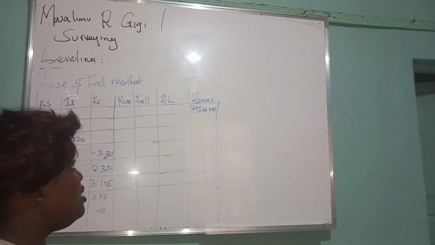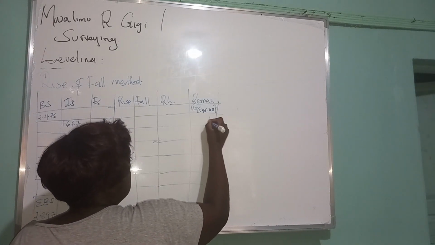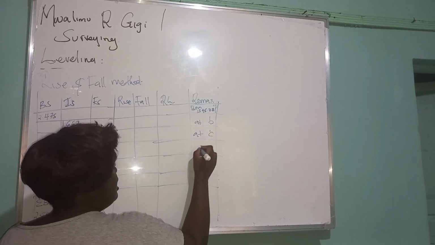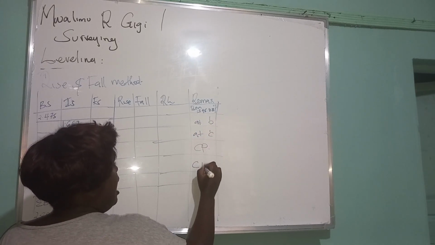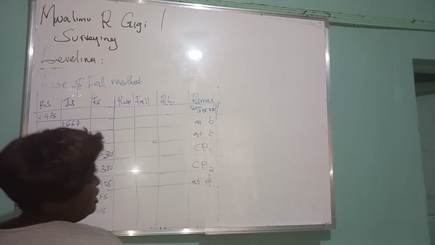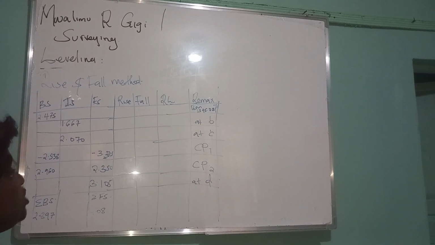So we need the remarks. This is at point A, at point B, at point C. Then here we have the change point, and a change point, and at point D. So we have change point 1 and change point 2.